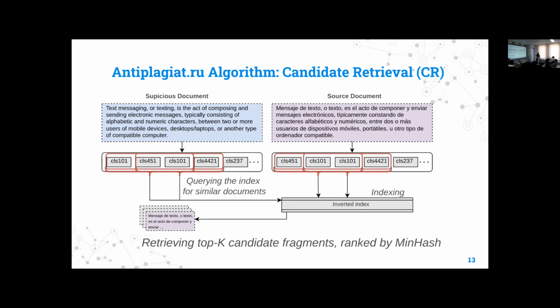Afterwards, the candidate retrieval step is pretty similar to the ISPRAS algorithm, but here it works on the level of n-grams, word n-grams. The searching process is also done with inverted indexing, and the ranking function here is min hash.